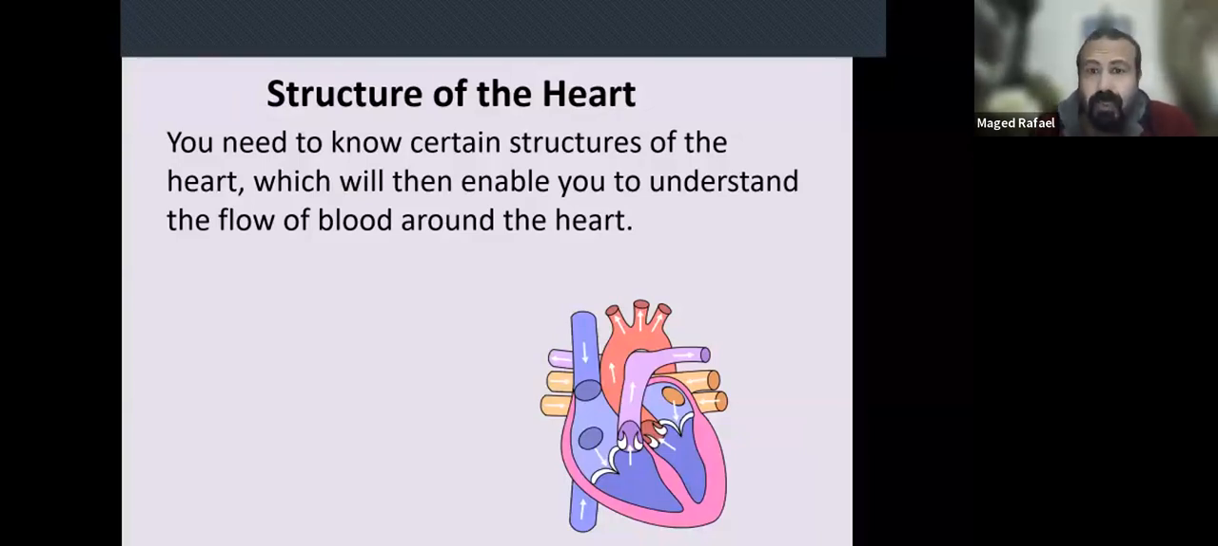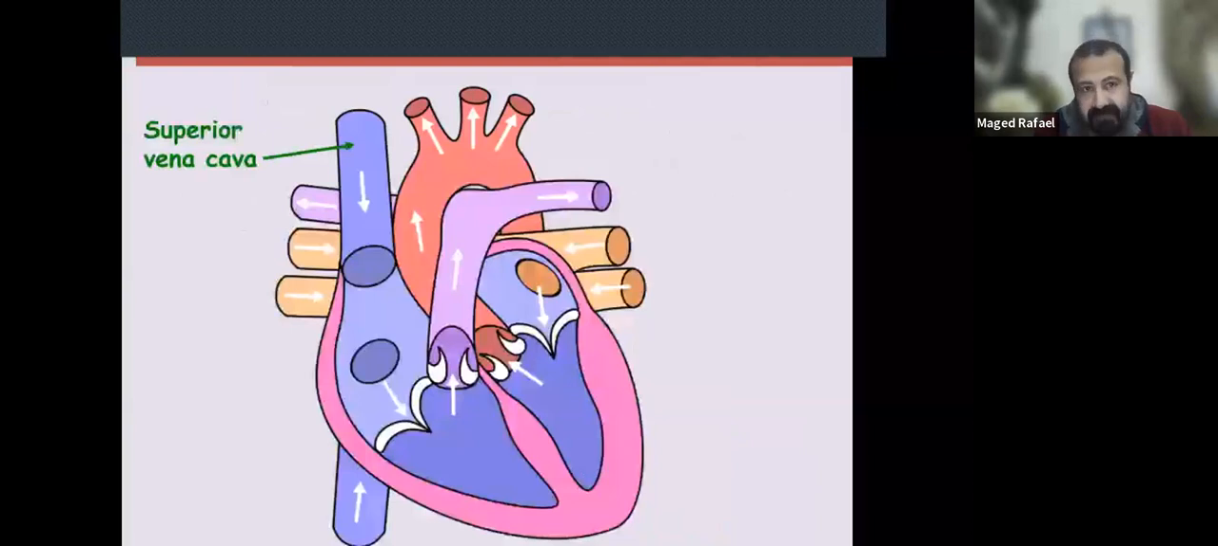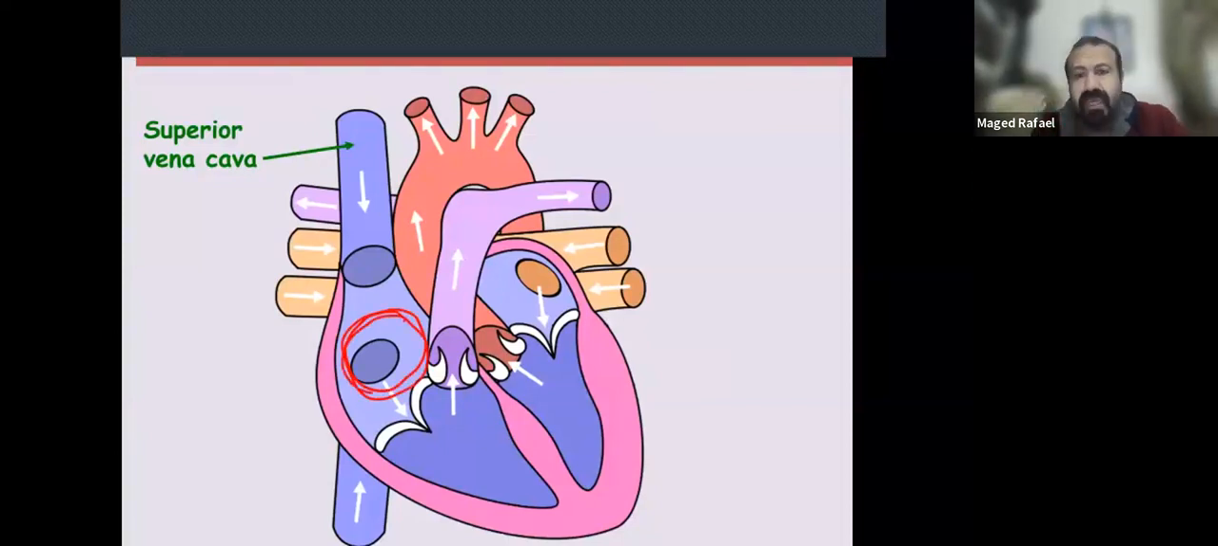So we need to know that certain structure of the heart will enable us to understand the flow of blood around the heart. Let's start with the vena cava. Vena cava is the largest veins that collect the blood from the upper part and the lower part of the body to the heart. So usually, guys, instead of being confused, we will start the circulation. Usually we are starting the circulation from the right side.